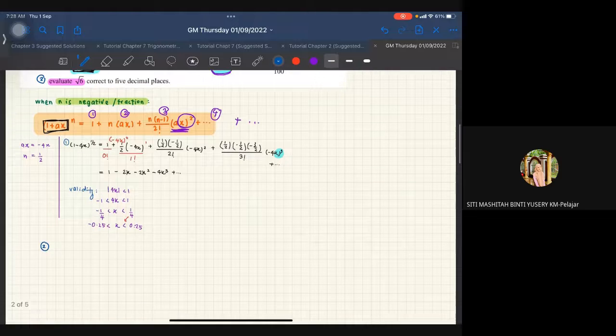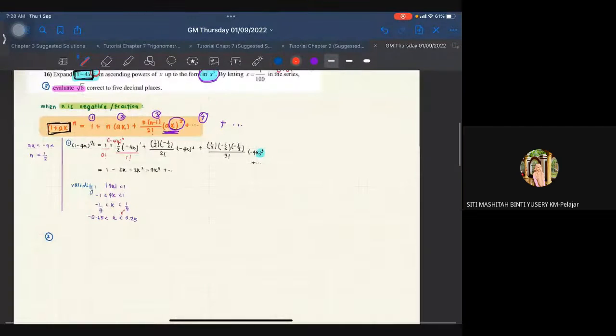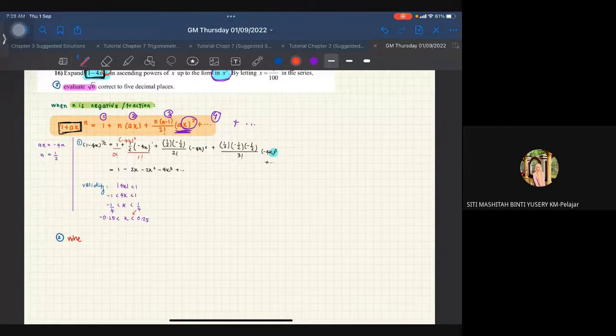Okay, so let's substitute. So, tulis dekat sini. When X is equal to 0.01. Okay, so kenapa 0.01? Sebab sama je dengan 1/100.